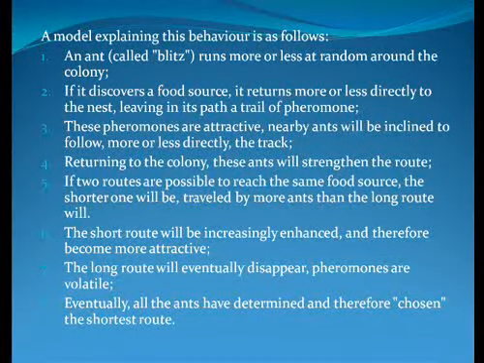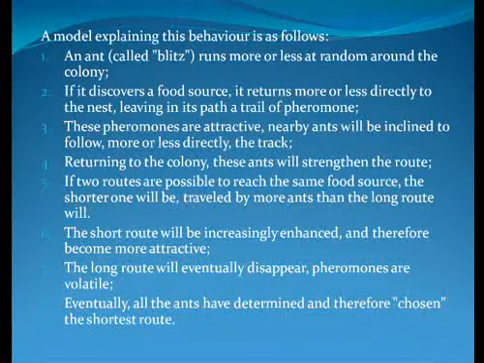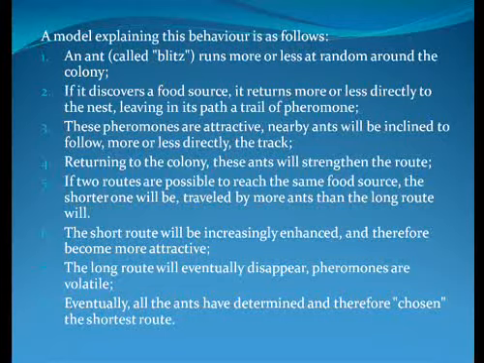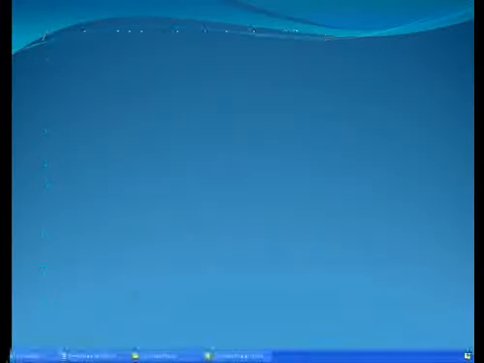If 2 routes are possible to reach the same food source, the shorter one will be traveled by more ants than the long route will. The short route will be increasingly enhanced and therefore become more attractive. The long route will eventually disappear. Pheromones are volatile. Eventually, all the ants have determined and therefore chosen the shortest route.